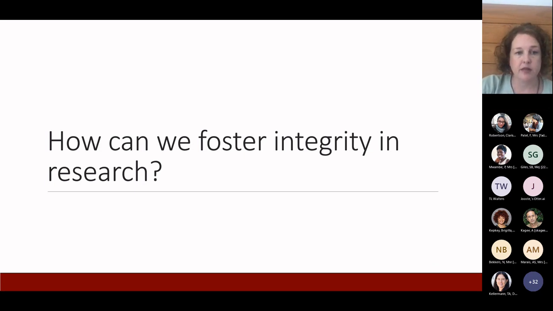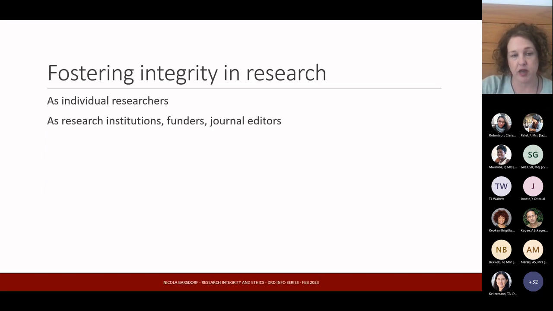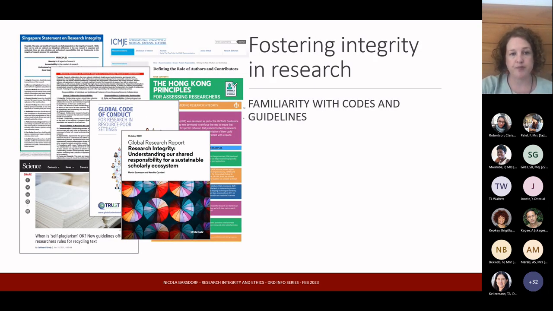So keeping in mind the drivers that we've just outlined, how can we foster integrity in research? And I think if we look at that table that divided them broadly, we've got to think about how to foster integrity as individual researchers, but we've also got to think about how to foster integrity as research institutions, as funders, and as journal editors. I'll go through now just a couple of broad categories that have shown through evidence to foster integrity in research, or that have shown to be the building blocks for researchers to foster integrity in research.